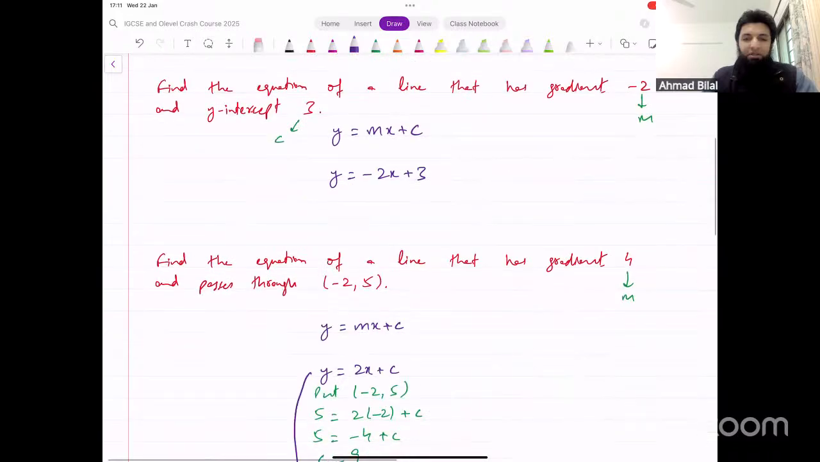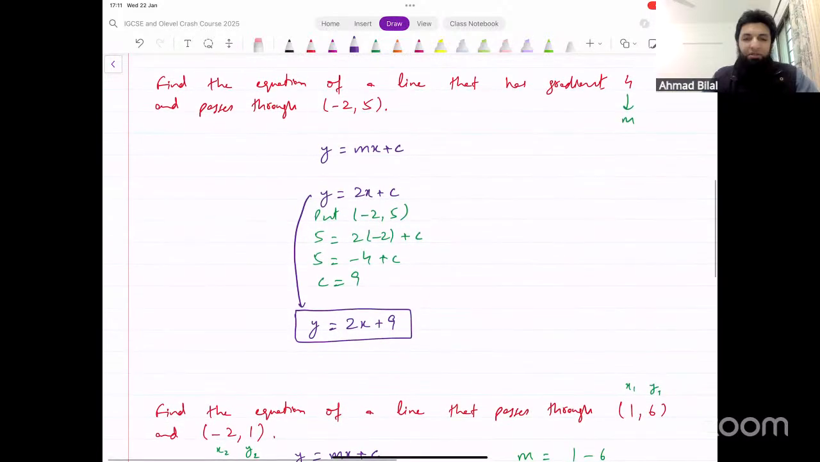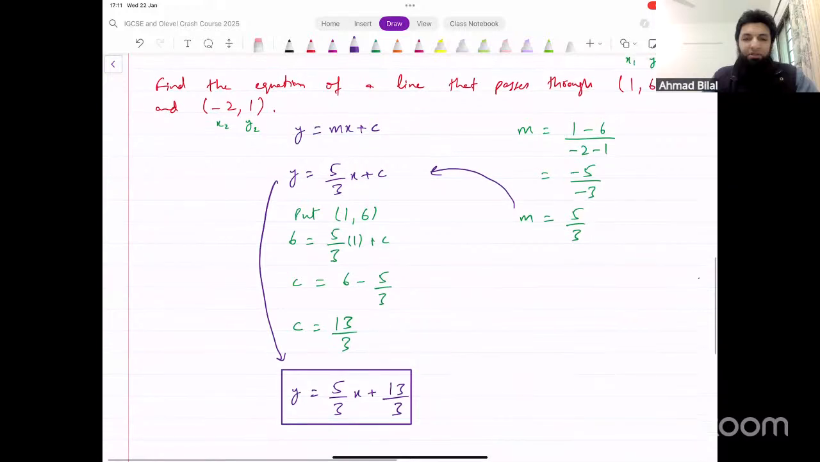So if we have the y-intercept already given and the gradient also given, we can just input them directly. If we have the gradient given along with one point, we can use that point to find the value of c. And if we don't have the gradient given, and instead we have 2 points given, we can first find the gradient and then use any one of those 2 points to find the value of c, and then we can write down the equation.